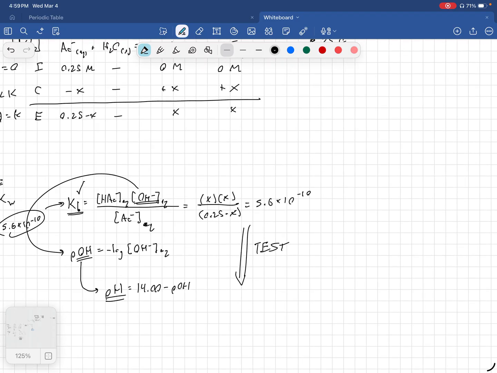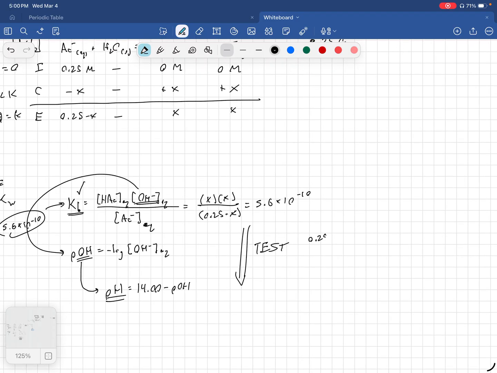You know it by now. You take our smallest initial non-zero concentration divided by our K value, which is 5.6 times 10 to the negative 10th. And that is going to be a very, very large number. 0.25 divided by 5.6 exponent negative 10 gives us a very large value. 1, 2, 3, 4, 5, 6, 7, 8. So it's about 4 times 10 to the 8th, which is certainly greater than 400. So we can ignore the plus or minus X.